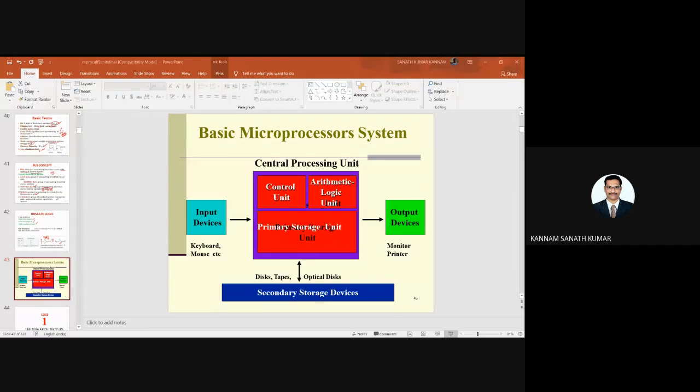Next you have output devices. An output device may be a monitor or a printer. Whatever processing is done should be stored in some secondary storage device, such as a hard disk. In a computer or laptop you have the hard disk, or you can use tapes or optical discs, such as CDs and DVD drives. We can see the data on an optical disk. These are used as secondary storage devices. So this is the basic microprocessor system.